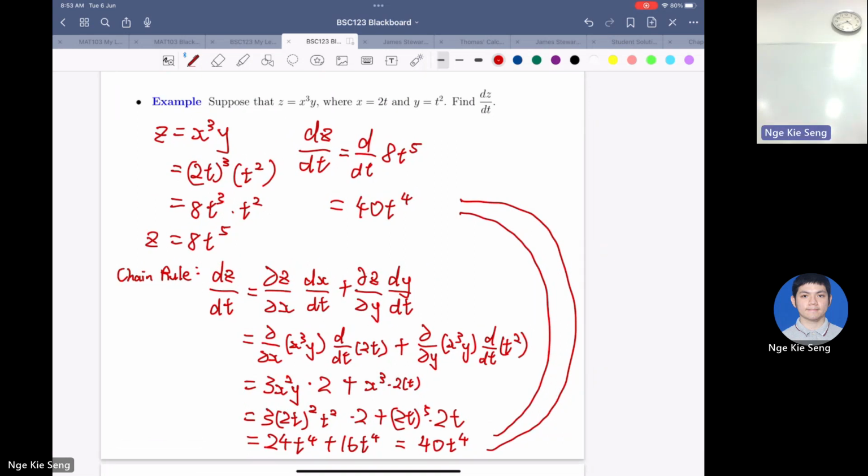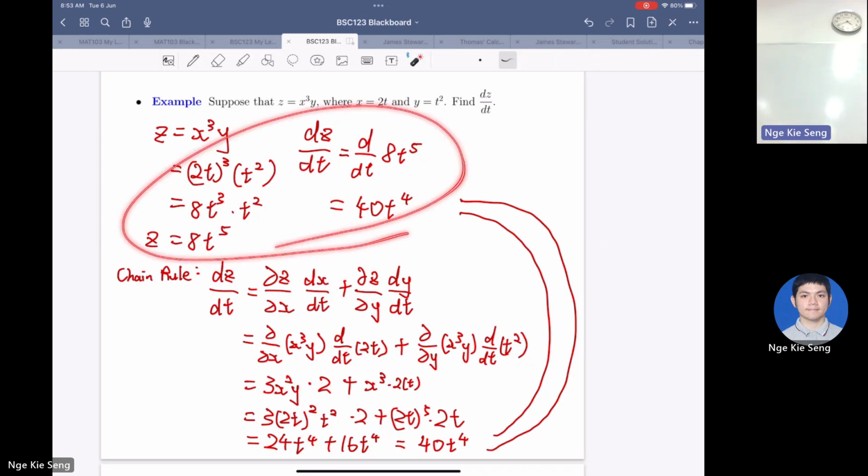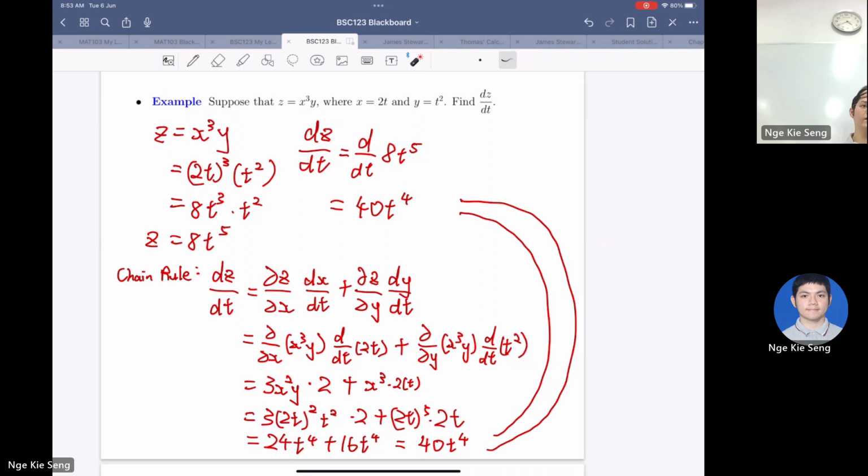This chain rule might be a bit troublesome. Actually, it's not. If you go to a more complicated formula or case, chain rule will be more useful, because this example is easy. So it's easier if you substitute first and then differentiate.